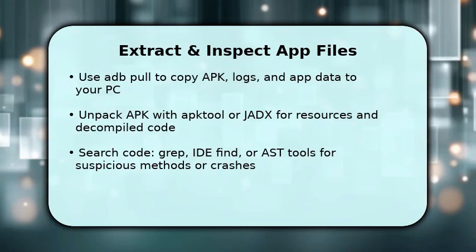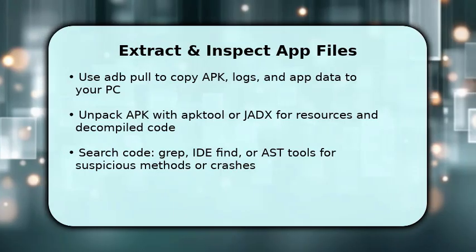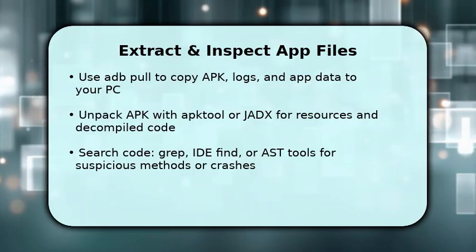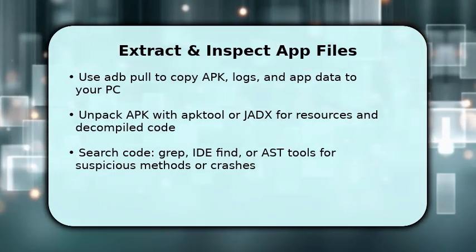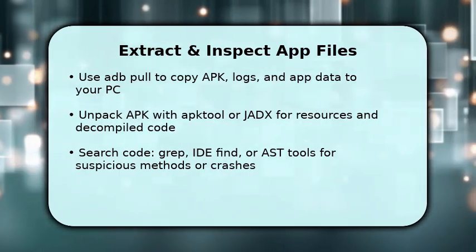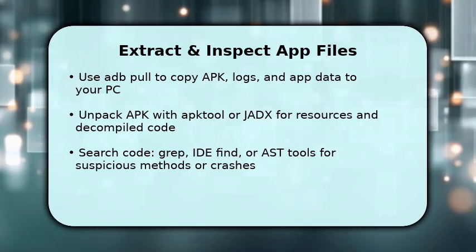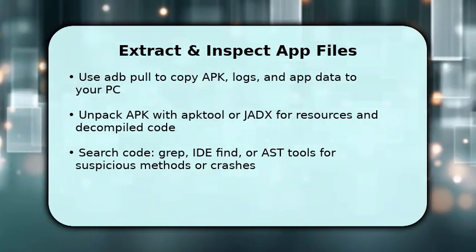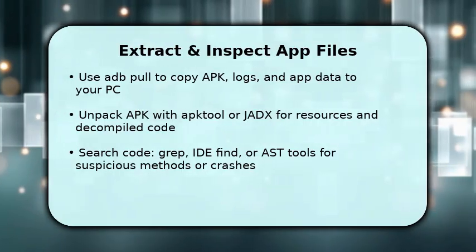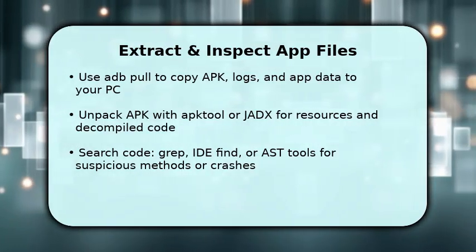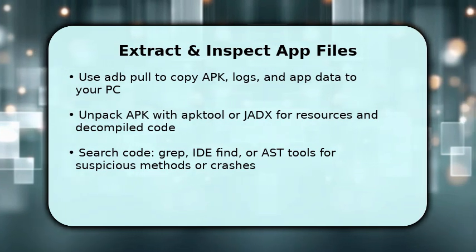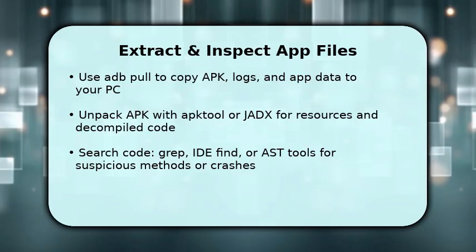Now you extract and inspect the app itself. Use an ADB pull to copy the APK, logcat output, and relevant data directories to your workstation so you can work offline. Decompile the APK with a tool for resources and JADX for readable Java-like code. This reveals layout and control flow. Once decompiled, search for strings, network endpoints, and exception handlers using grep or your IDE search. Make sure to map stack traces from logcat to decompiled methods to pinpoint the faulty code paths.